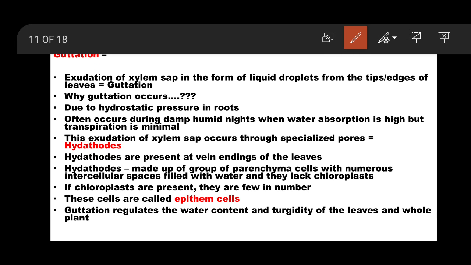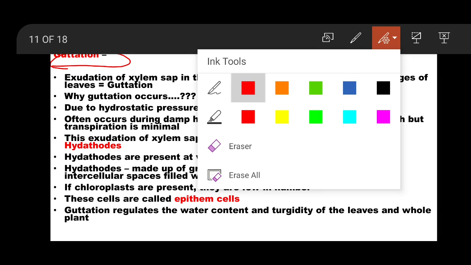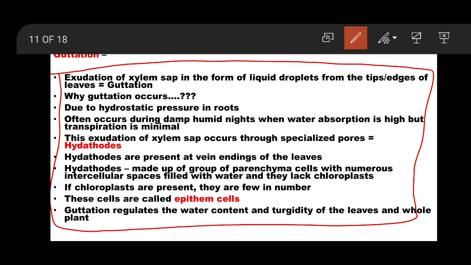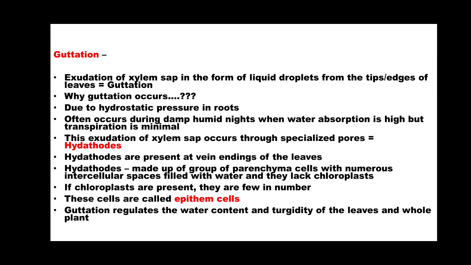So this is all about guttation. Please remember what is happening, what is guttation. Don't make the mistake: transpiration is different and guttation is different. We will study transpiration and its mechanism in upcoming lectures. If any doubts are there about guttation, please call us, tell us, and we will clear them. So let us stop here for today. Thank you very much, one and all.